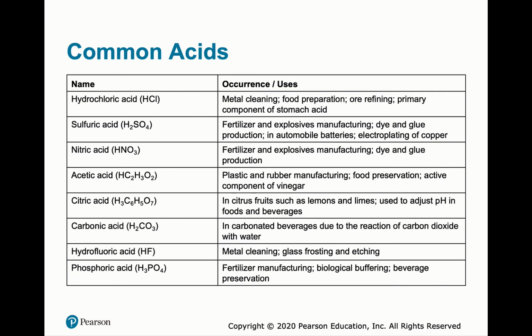Citric acid is found in foods. You can also use it as a buffer. Carbonic acid is in carbonated water. Water reacts with carbon dioxide to form carbonic acid. Our bodies also use this to transport carbon dioxide out of our cells to our lungs. Our bodies also use it as a buffer, which we'll talk about in future chapters.